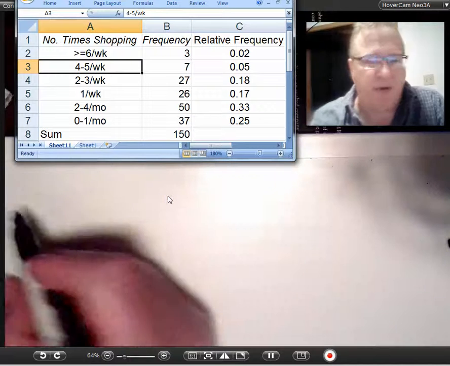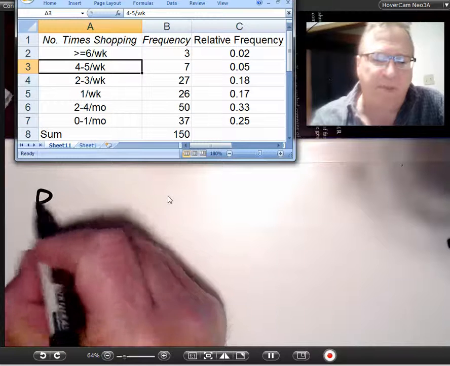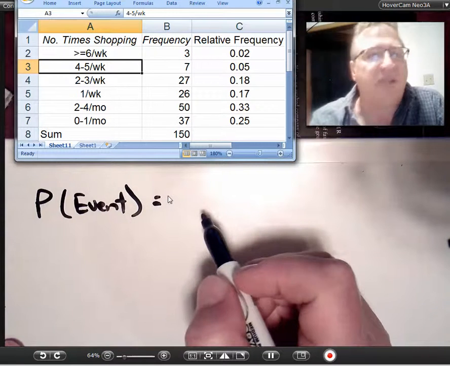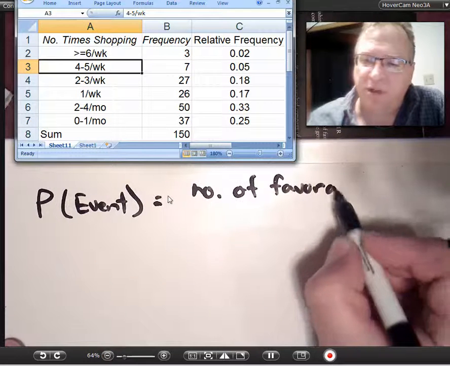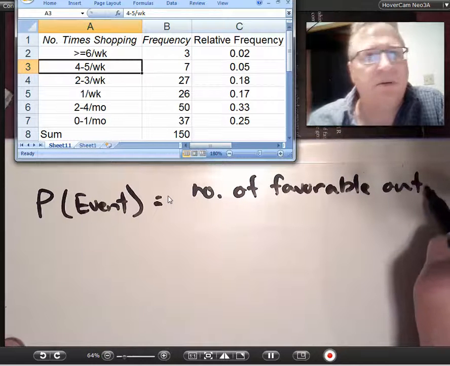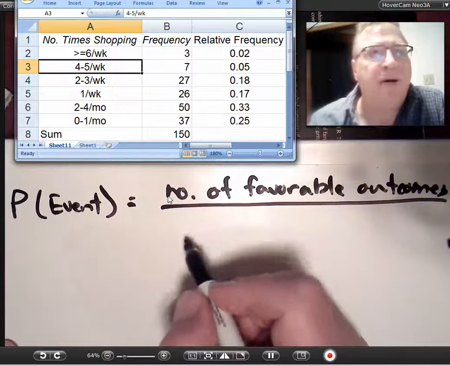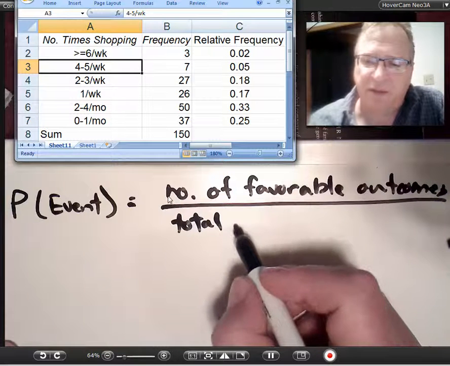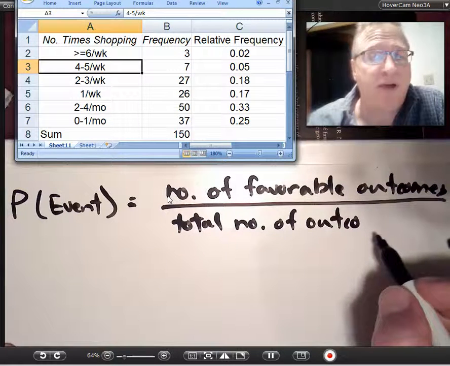Okay, now let's talk about probability. Your author talked about probability. The probability of some event occurring is classically thought of as being the number of favorable outcomes divided by the total number of outcomes.